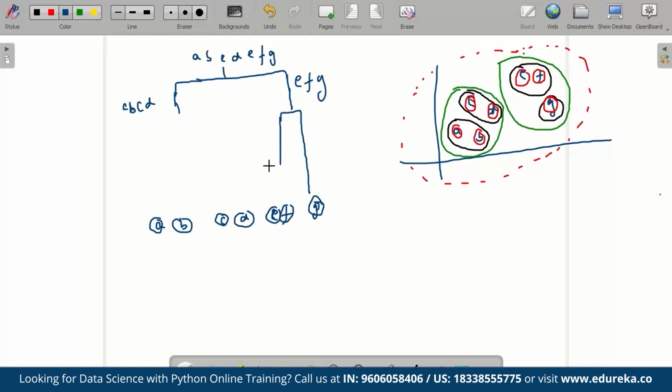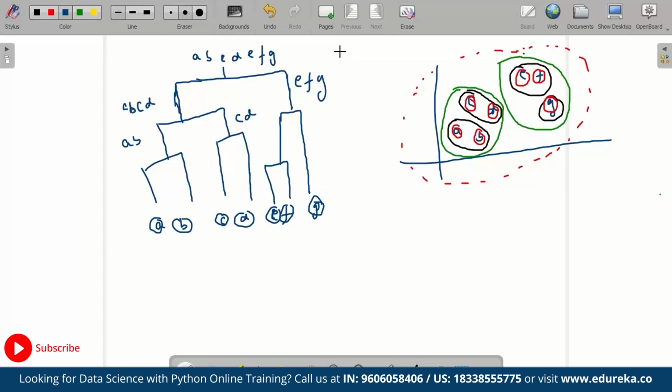And here this is E and F, right? And this figure is nothing but a dendrogram that I'm drawing. Don't mind the lines here, just follow the concept. Here I have A, B, and C, D cluster. This has been divided into A and B, and this is divided into C and D, right? So this is how the clustering takes place, dividing a single cluster, separating it down into separate clusters. And when I'm following a top-to-bottom approach, this is known as divisive hierarchical clustering.